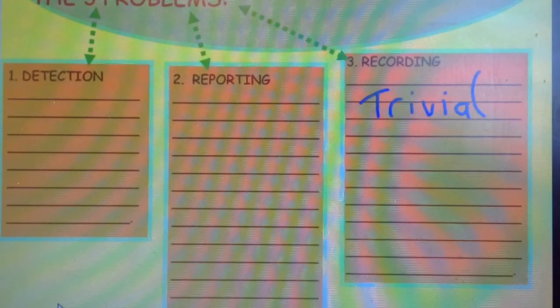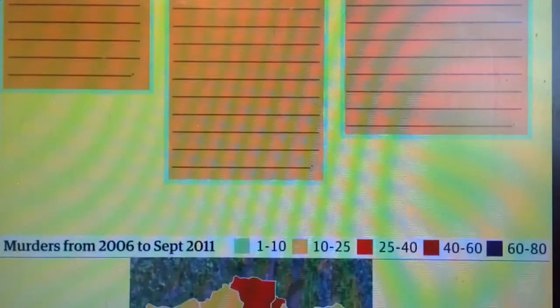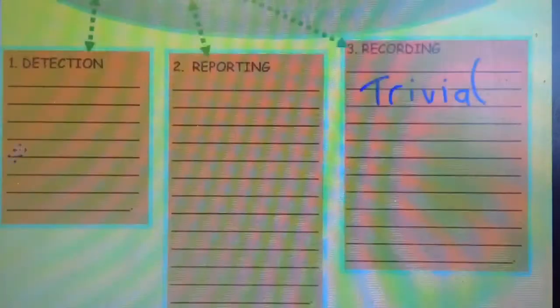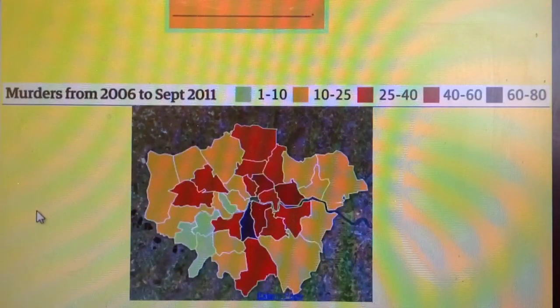So the crime stats can be useful as long as you know exactly what it is you are looking at. So these murders in London, 2006, 2011, these figures are going to be pretty accurate. Murders get detected, they get reported, and they get recorded. So the murder figures are right. The figures for theft are wrong. The figures for drug dealing, drug offences are wrong. For these reasons.